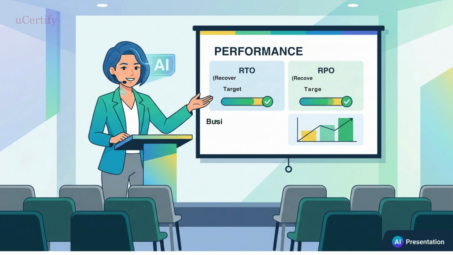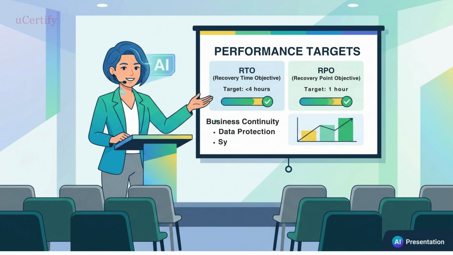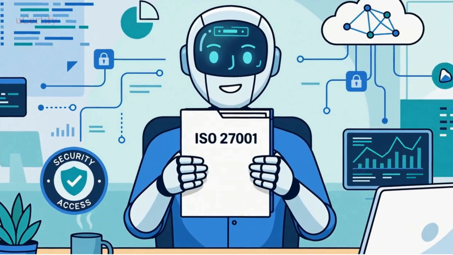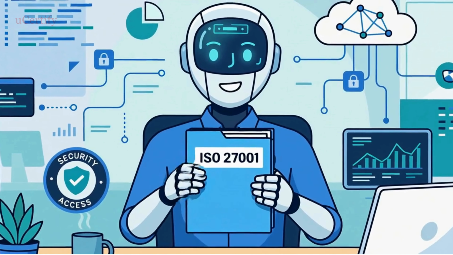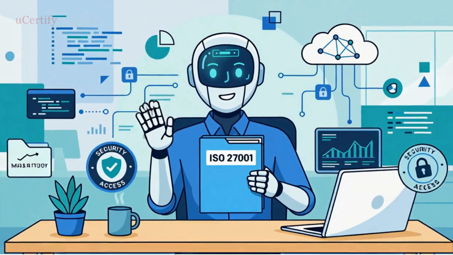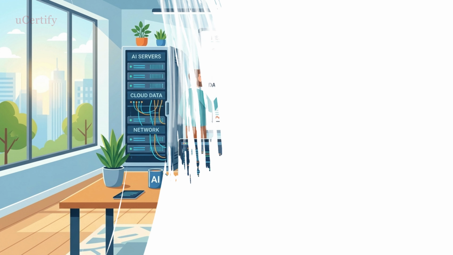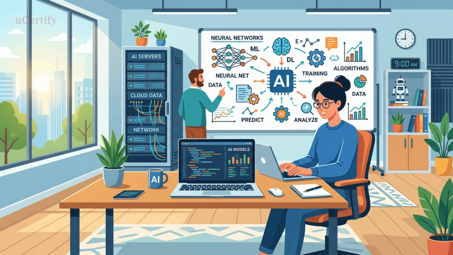Clearly articulating these metrics helps stakeholders understand the tangible value of investing in redundant, high-availability infrastructure. Reliable systems must also comply with rigorous security standards like ISO 27001 to ensure total data privacy. Reviewing your service level agreement ensures that your cloud provider meets your specific reliability and uptime requirements.